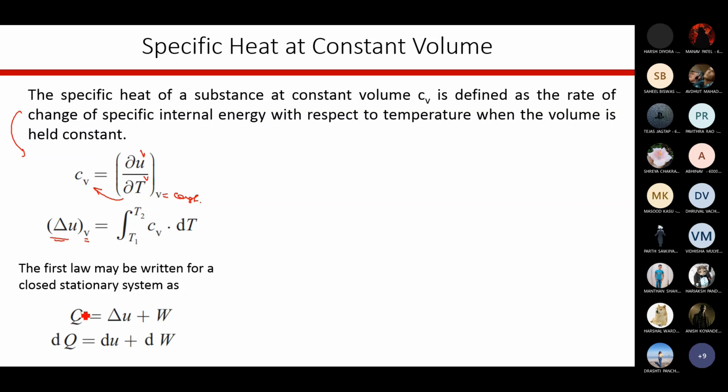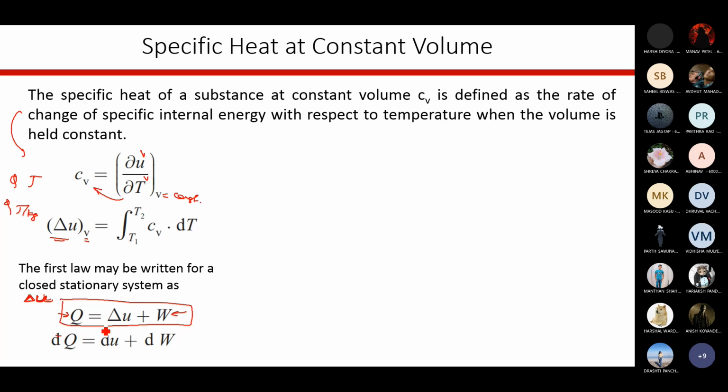Now the first law may be written for a closed stationary system as Q is equal to delta U plus W. Sometimes you will find that either delta U is used, or sometimes they use delta small u also. When we use small u, this means the change in internal energy is on a per unit mass basis. So Q will also be in per unit mass units, and W will also be per unit mass. So if Q is given in joule, then the Q represented in this equation must be joule per kg. The same is true about W. When I am writing this type of equation, remember this, right?